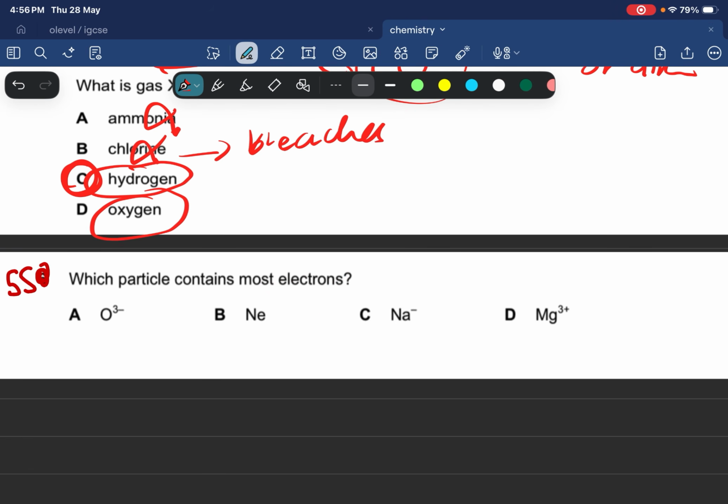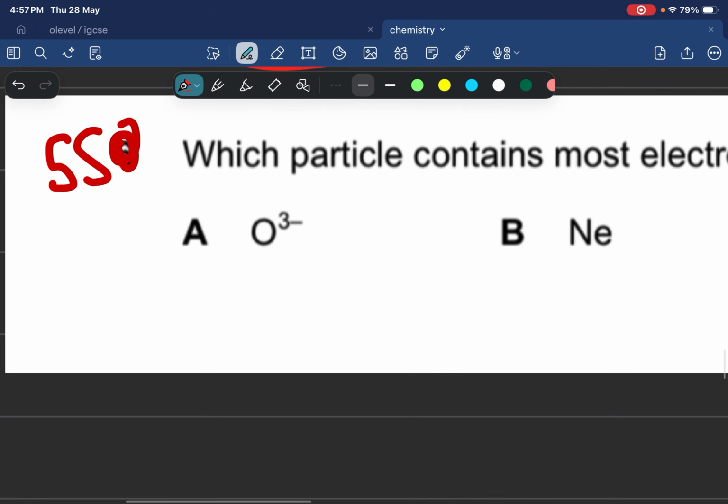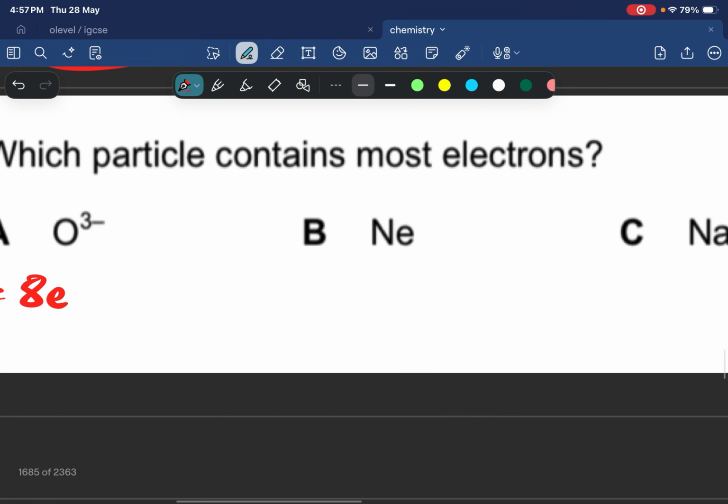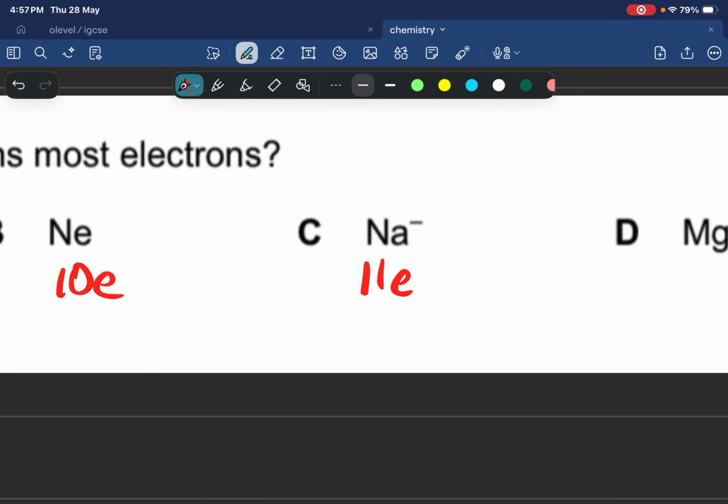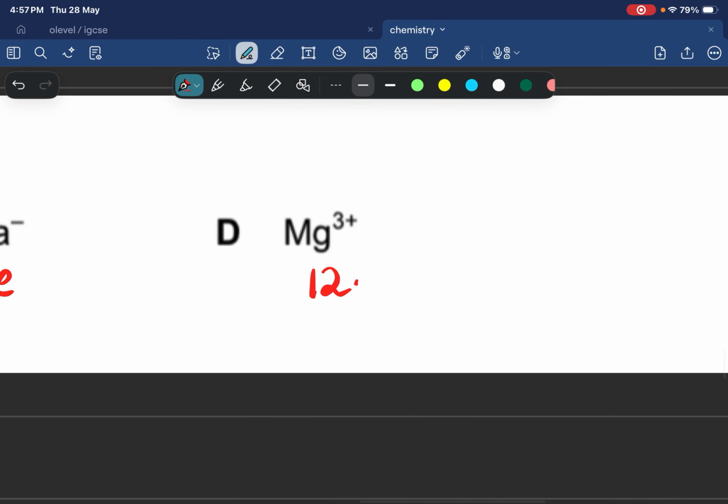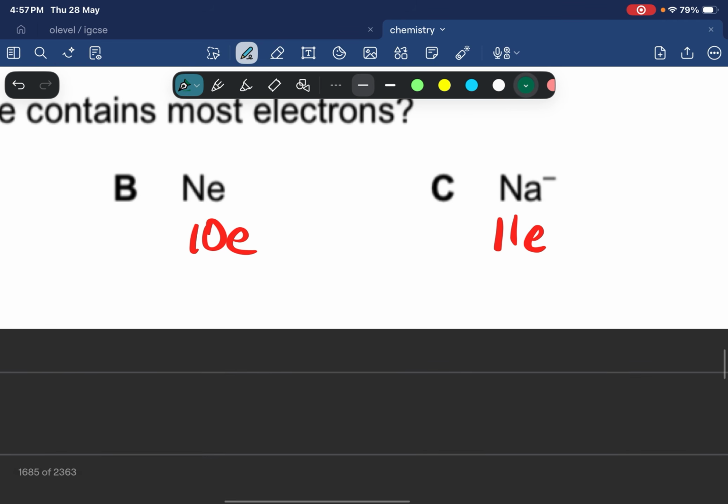Okay, so first we're going to write for the atoms, and then we're going to write for the ions. So for an oxygen atom, it's 8 electrons. Atom, I'm talking about. Neon atom, 10 electrons from the periodic table. Sodium, 11 electrons. And magnesium, 12 electrons. Now we're going to write for the ions.